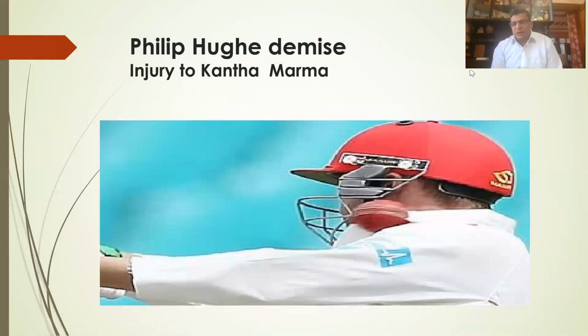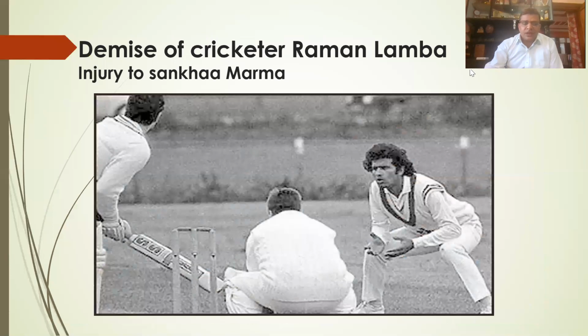Now, let us come to the current scenario. You all know that the cricket player Philip Hughes' demise was also due to injury to the Kancha Marma. A ball hit him in the neck region, and that led to the death of Philip Hughes, a well-known cricket player. The same happened in India also. A renowned Indian cricketer in the 1990s died due to a ball hitting the Sankh Marma in the temporal region.